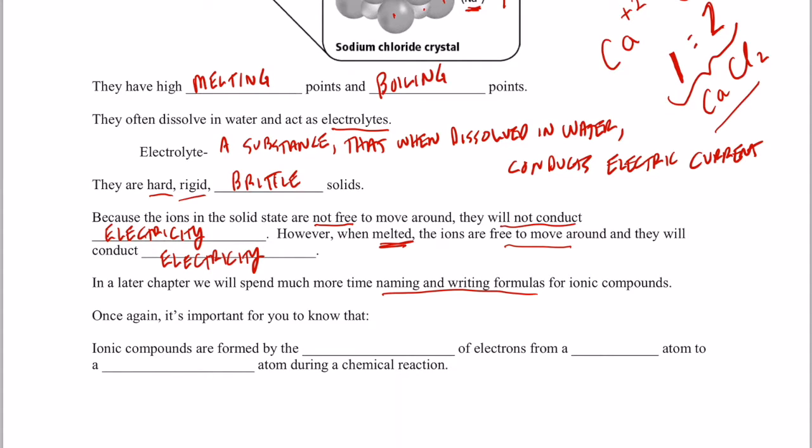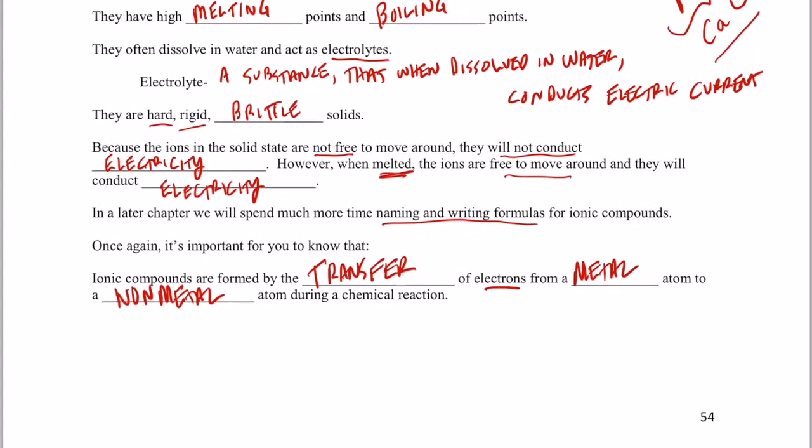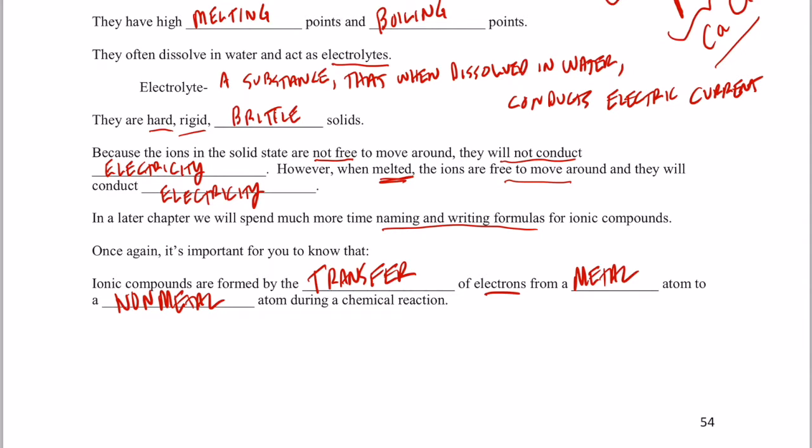Once again, it's important for you to know that ionic compounds are formed by the transfer of electrons from a metal atom to a non-metal atom during a chemical reaction. Let me just give you a few examples of ionic compounds. Sodium chloride is the most common. It's formed when the sodium atom loses an electron to form the sodium ion, and the chlorine atom gains that electron to form the chloride ion.